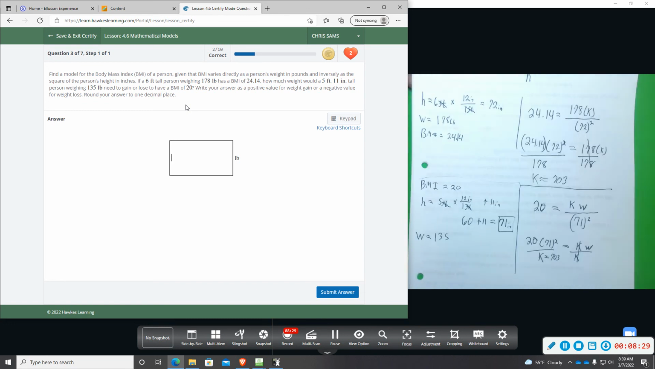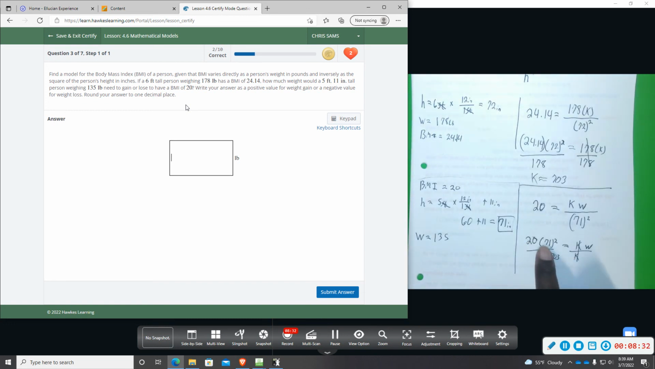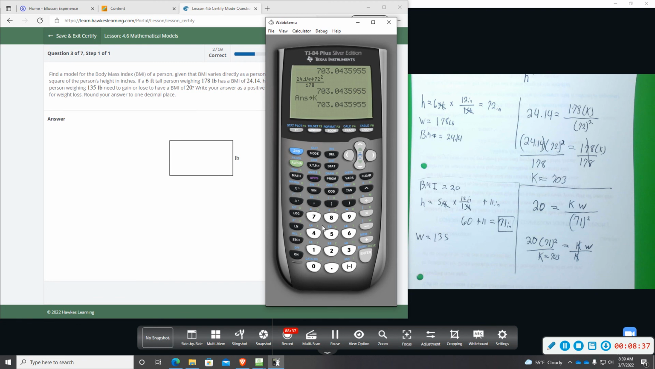It's going to give us the weight of a person who has a body mass index of 20. So in the calculator, I'm going to do 20 times 71 squared, close parentheses, and then divided by K. We're just going to recall K the same way we saved it. We're going to hit alpha K, and that's going to use that whole value without rounding, and we get 143.40.